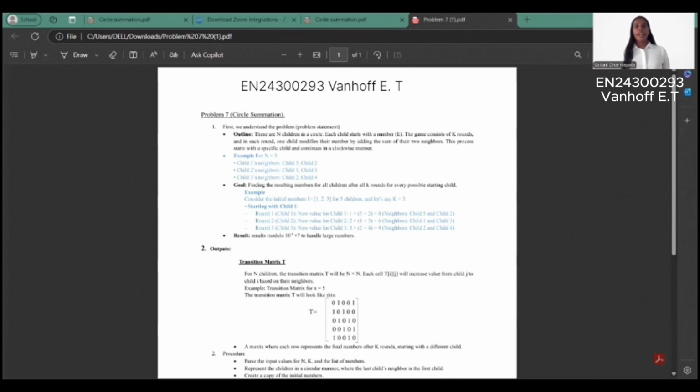The goal is to find the resulting numbers for all children after capital K rounds, starting with every possible child in the circle. A key element of solving this problem is the transition matrix. This matrix represents the influence of neighbors. Each row corresponds to a child and the columns represent the weights of the contributions from other children. For example, for 5 children, the matrix ensures proper summation of neighbors in a circular manner.